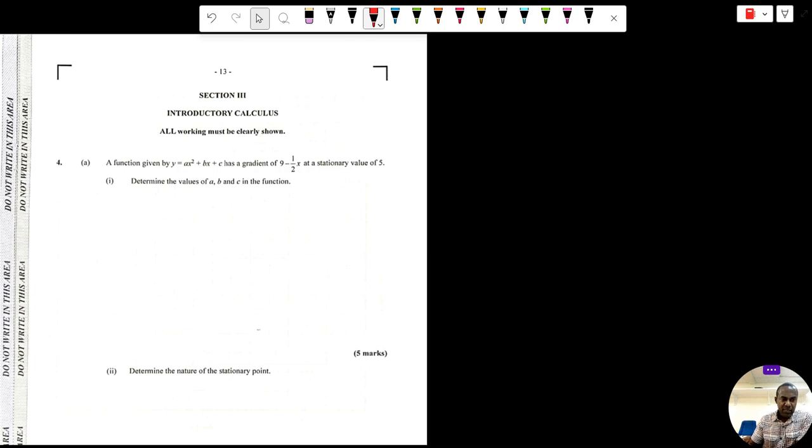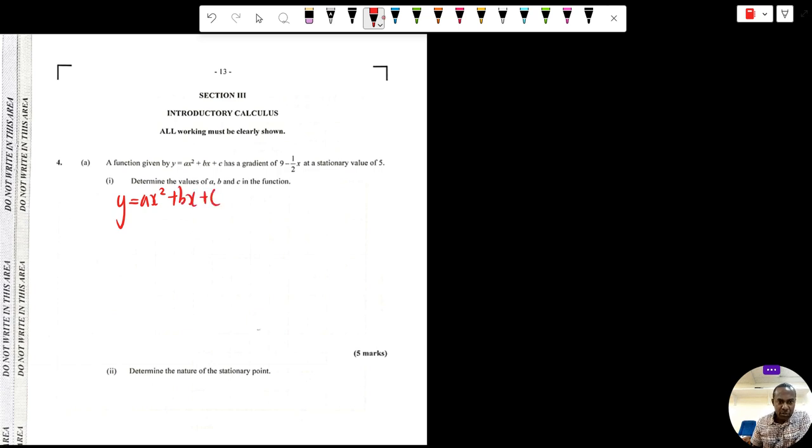Number 4, part A says, a function given by y equals ax squared plus bx plus c has a gradient of 9 minus a half x at a stationary value of 5. Determine the value of a, b, and c in the function. So first of all, let's write down the function that we're given: y equals ax squared plus bx plus c.